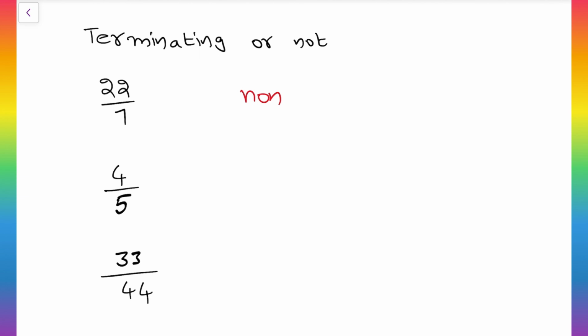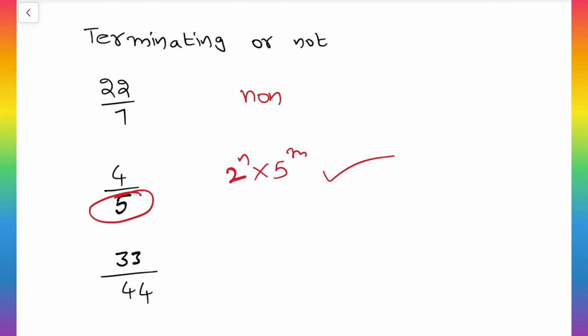Coming to the next one, 4 by 5. Here the denominator is 5. As we discussed, if the denominator is in the form of 2 power n into 5 power m, then obviously it is terminating. It is in the form of 2 power n into 5 power m. So this is a terminating type of decimal.